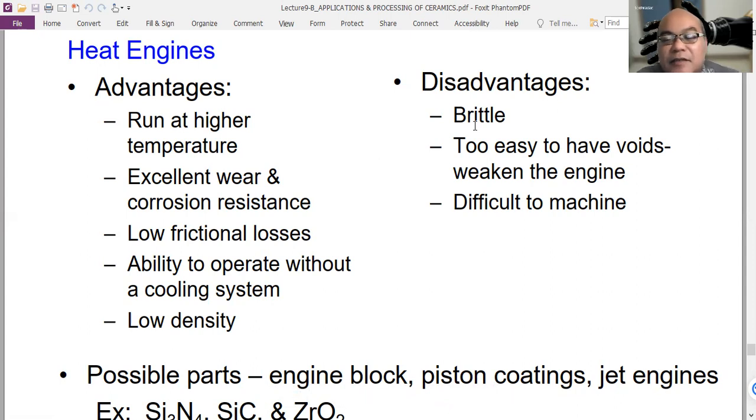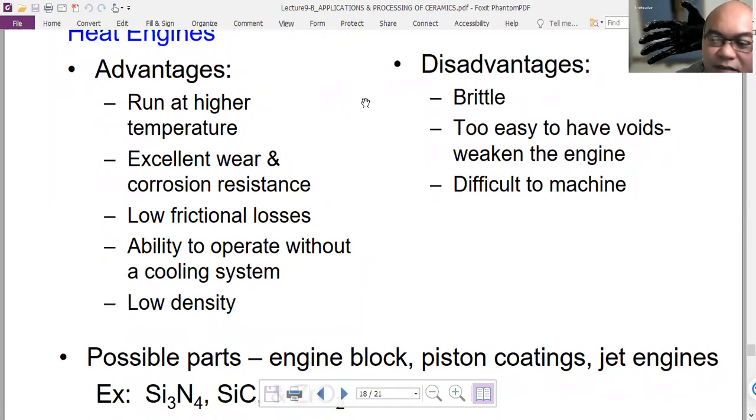As I gave the example with a glass window, compared to metal. It is too easy to have voids, which will weaken the engine. And finally, it is too difficult to machine. Machining is required to make a certain form or shape of that material. With metal, it is easy to machine. You can use electrical discharge machining, EDM. Even now with metal, you can use 3D printing. Ceramics is not that easy.